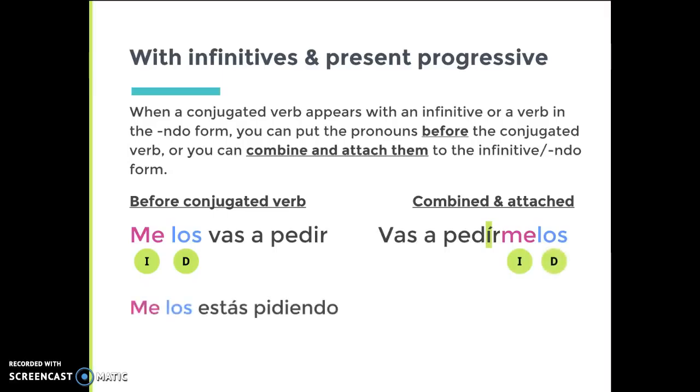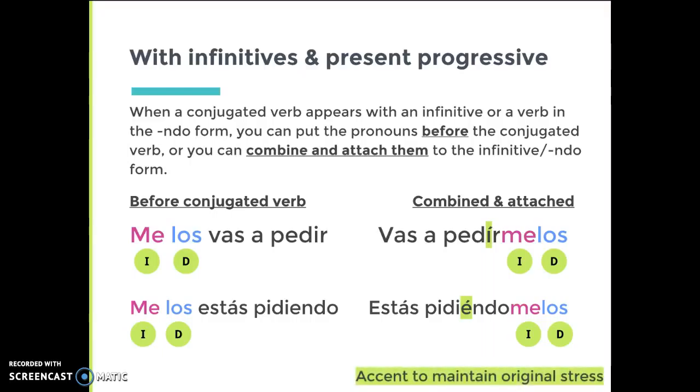Me los estás pidiendo. You are ordering them for me. We still have our same order, and the pronouns are placed directly before the conjugated verb. Estás pidiéndomelos. You're ordering them for me. Again, we keep I and D in the same order. While we have two options for the placement in these cases, they mean exactly the same thing. There's not one that is preferred over the other. It's whatever you feel most comfortable with.